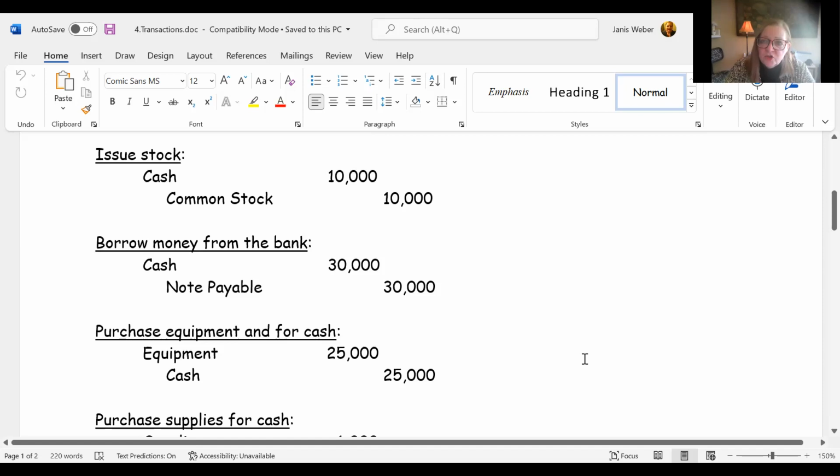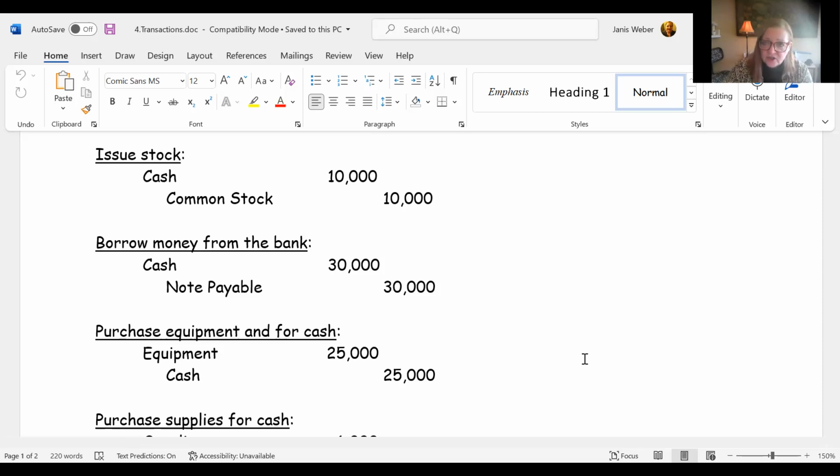First is if you issued stock, you would debit cash because cash is increasing, and you would credit common stock. So that would be if it's a corporation doing that. If it's a proprietorship, like we're talking about in this textbook, it would be if an owner bought into the company, then you would debit cash for the amount of money they paid for their share, and then you would credit their capital account.